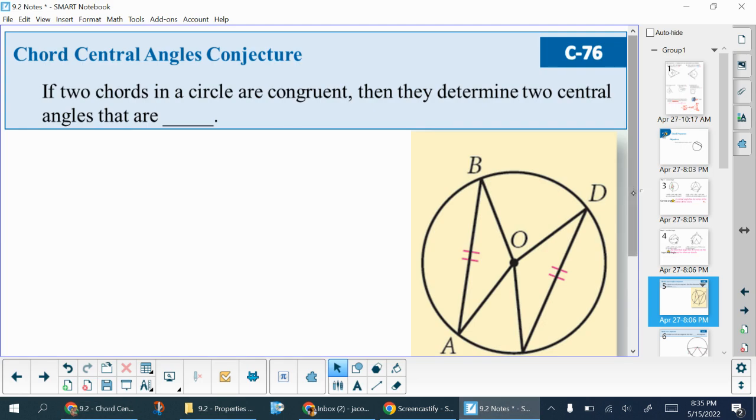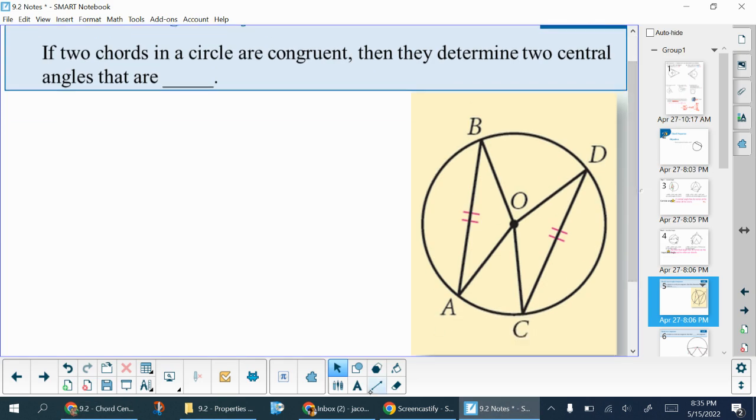What's going on here, if we want to argue deductively about this, is we've got 2 chords that are the same. All of these are radii, so they're the same, which means these 2 triangles are congruent by SSS. And so these 2 angles are congruent as well. So if 2 chords in a circle are congruent, they determine 2 central angles that are congruent. And so the big thing here is that those 2 angles there and there are congruent because those 2 chords are congruent.